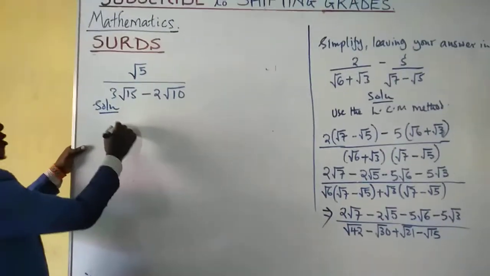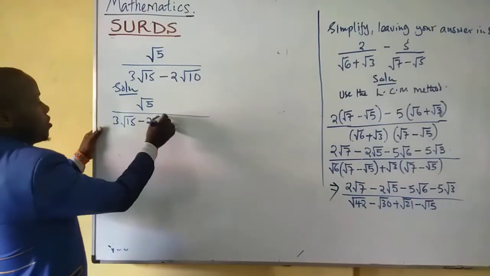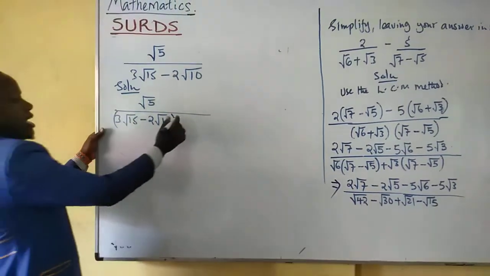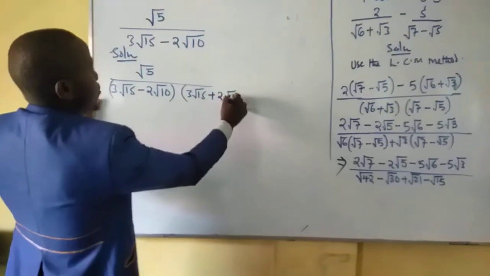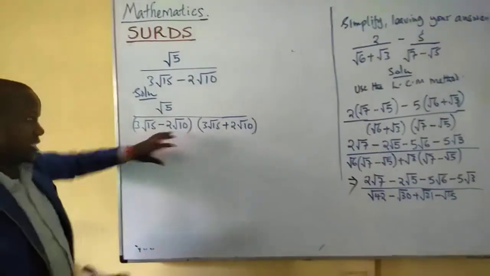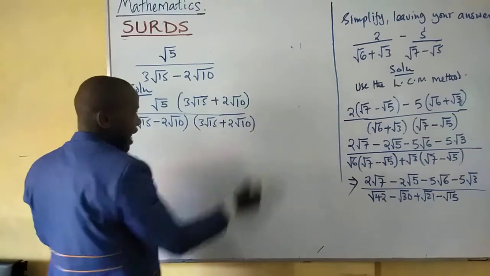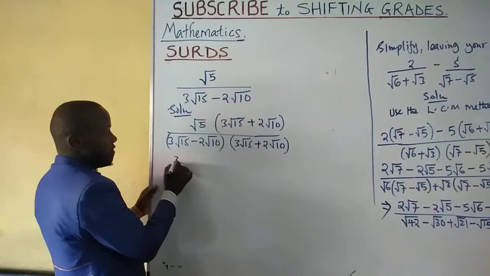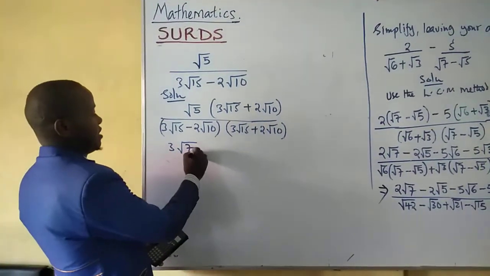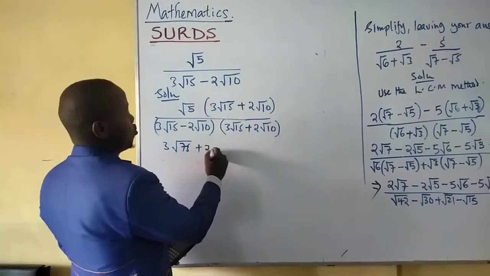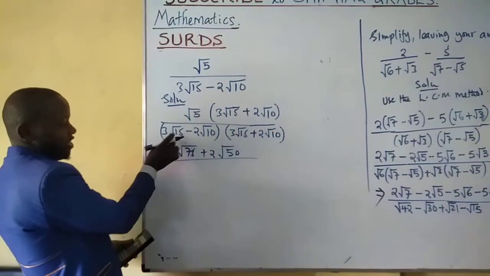Therefore, we will take our root 5, divided by 3 root 15 minus 2 root 10. Then we multiply with the conjugate of this one. The conjugate is when we take 3 root 15, then now a plus instead of this minus 2 root 10, like that. And now, to avoid affecting the value, we also multiply the conjugate in the numerator side. Therefore, now we can multiply: 3 root 15 by root 5 gives 75, plus 2 root 50, like that, all divided by, we now open this one.